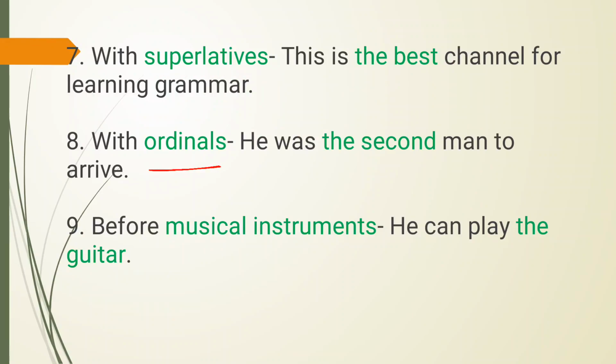With ordinals, yes, we use the definite article the with ordinals. What are ordinals? Ordinals means first, second, ninth, 12th, 13th. When you come across such words, they are called ordinals, and we use the definite article with them. He was the second man to arrive. Before musical instruments, yes, we use the definite article the with musical instruments. He can play the guitar.